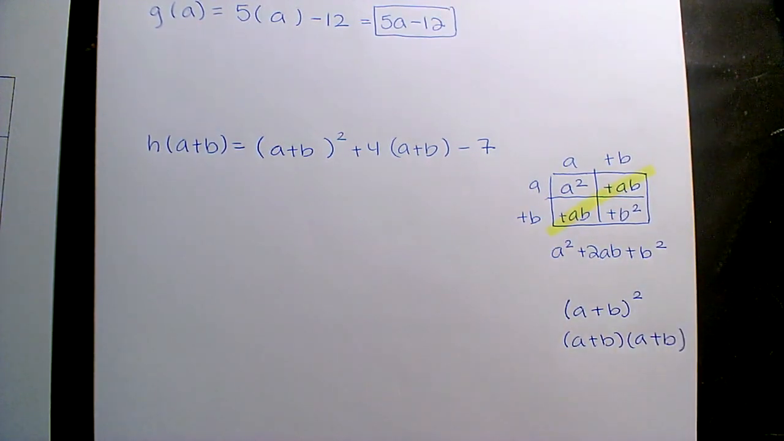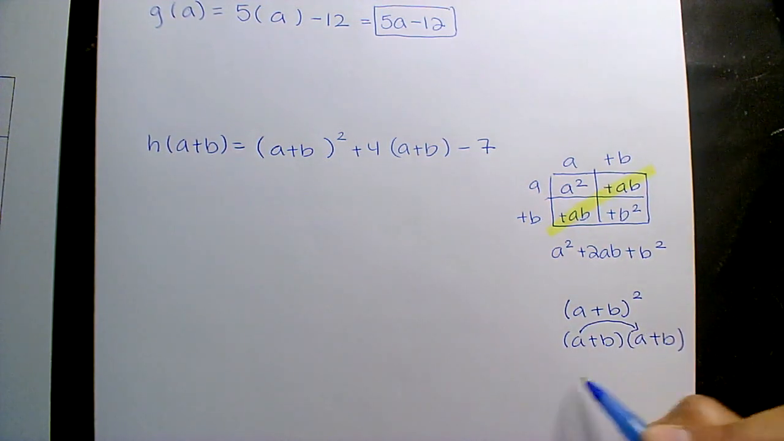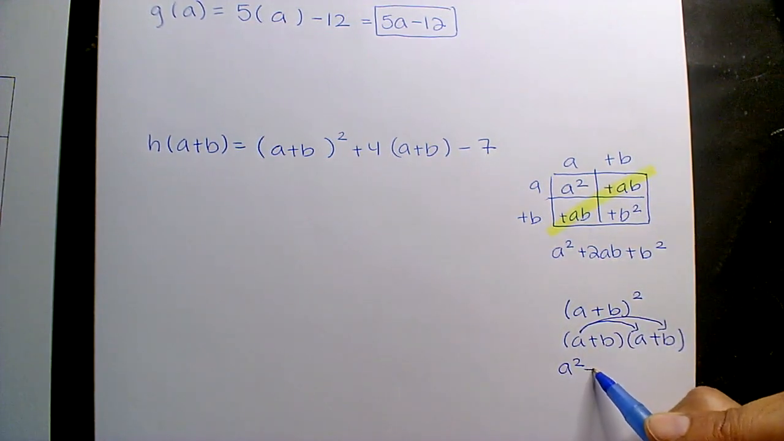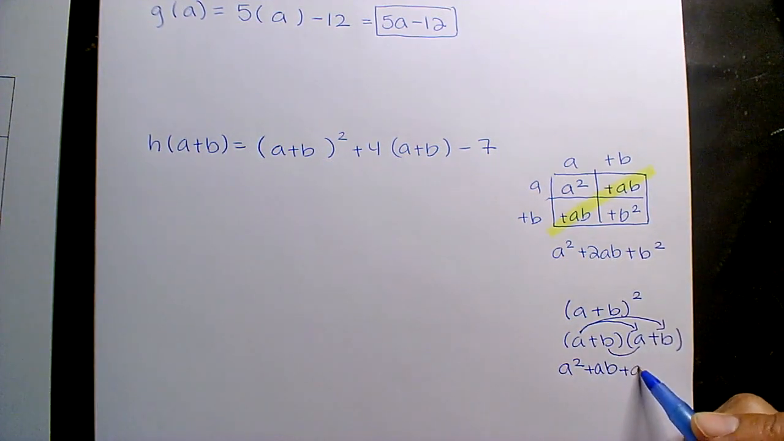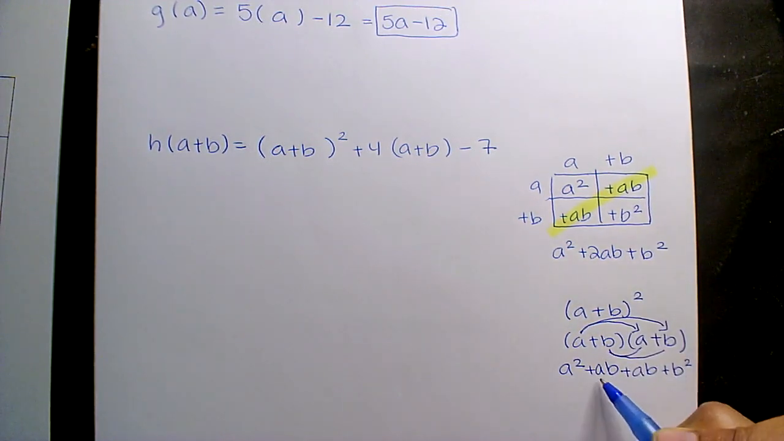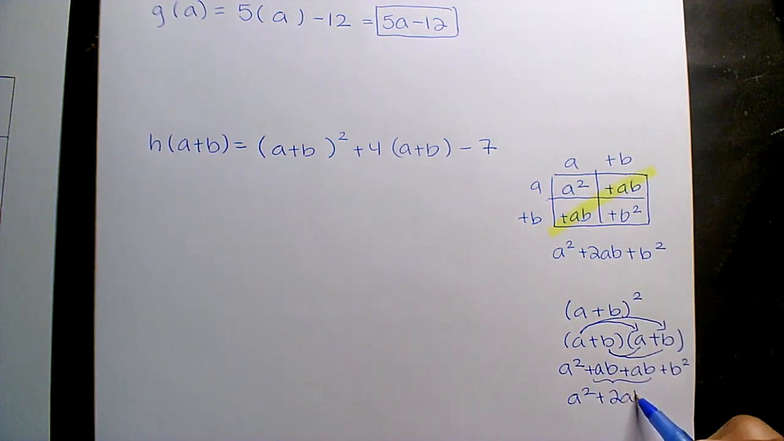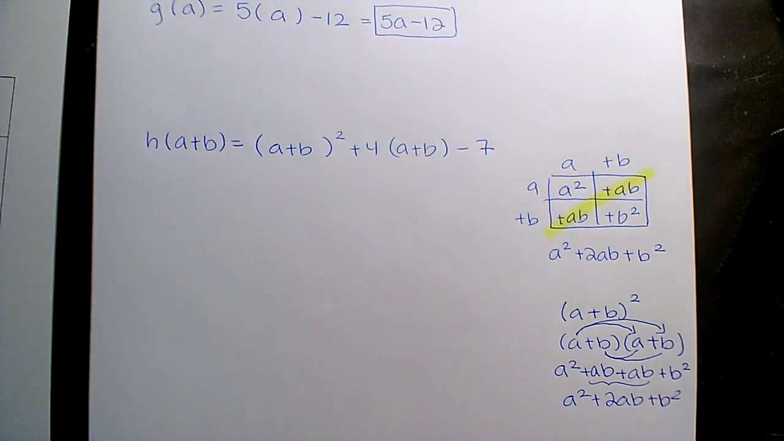If I use the arrows, it's called FOIL: first, outer, inner, last. So a times a is a squared, a times b is ab, b times a is ab, and b times b is b squared. These are like terms, so you end up with a squared plus 2ab plus b squared. You get the exact same expansion, you just have to figure out what you like.